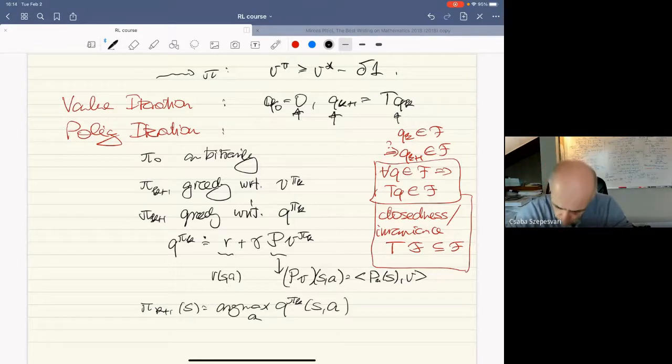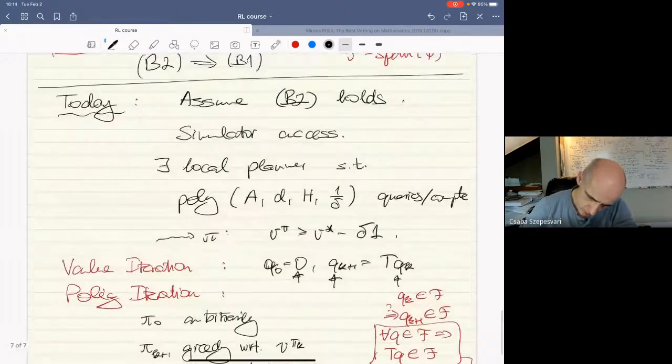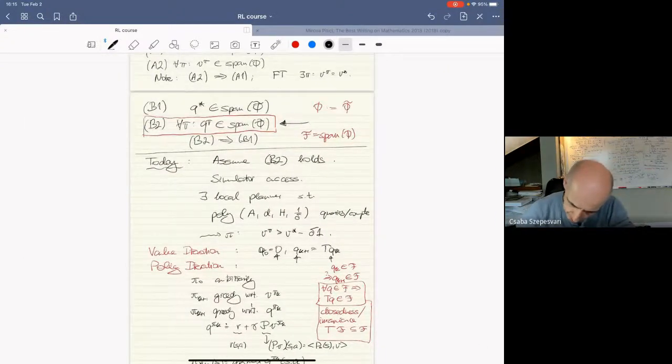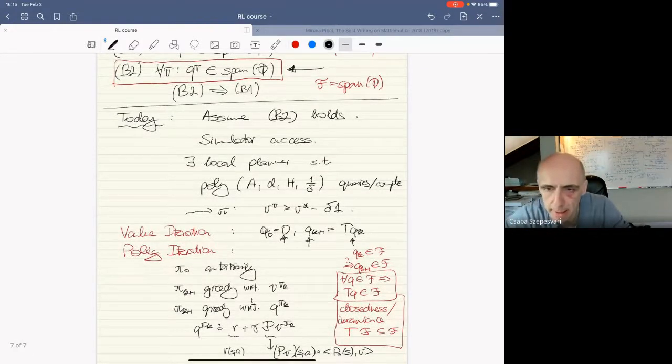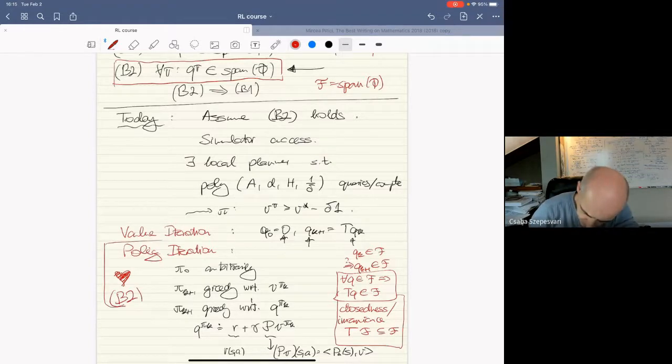And so now B2 meant that no matter how you come up with a policy, you'll be lucky. Its value function can be compressed. So this sounds right for policy iteration, right? So policy iteration likes to marry B2. They're good friends. And value iteration was a good friend with this closeness assumption.